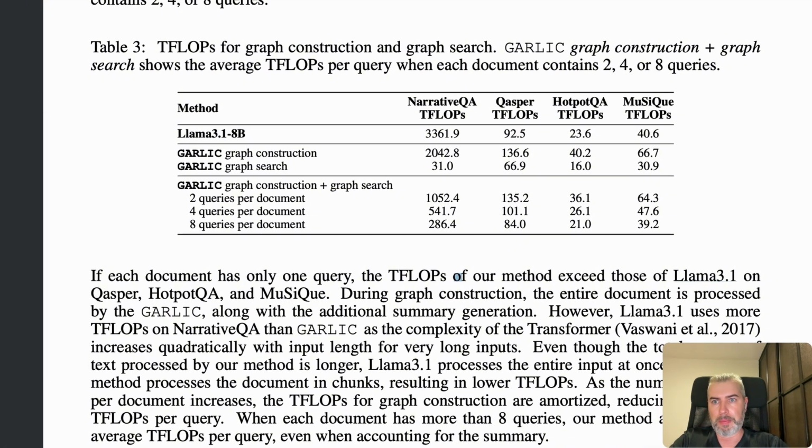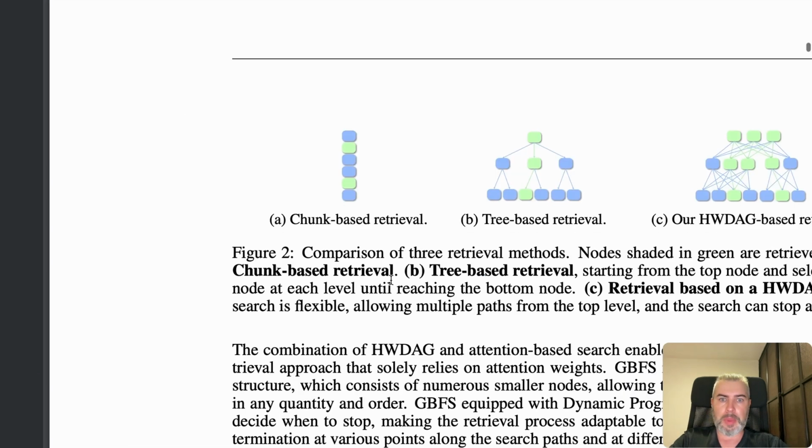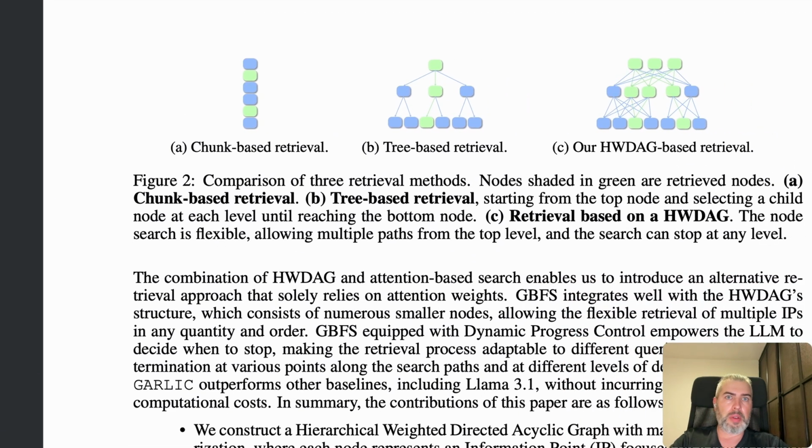Also, the use of attention weights for navigation is very promising, and I think that it separately needs to be studied. What do you think about this approach? Could this be the future of document search, especially for long documents? Let me know in the comments below.